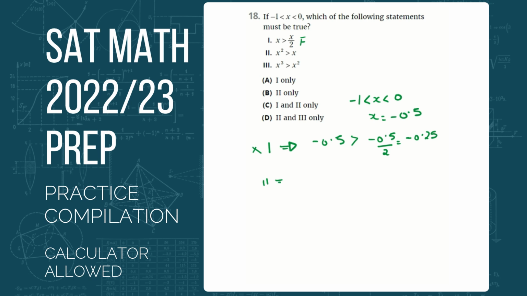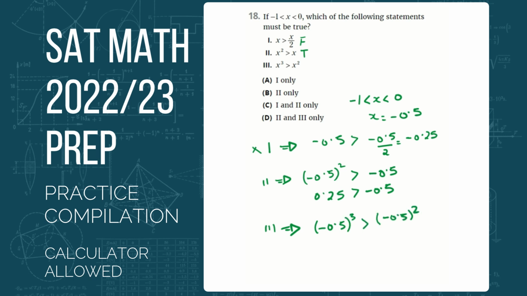Let's try the second statement. Negative 0.5 squared is equal to 0.25. Is that greater than negative 0.5? Yes, it's true. And let's try number 3. Negative 0.5 cubed, which is negative 0.125, is it greater than 0.25? No, this is not true. So only 2 is true, so B is correct.